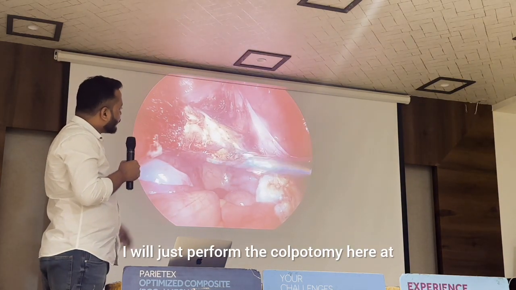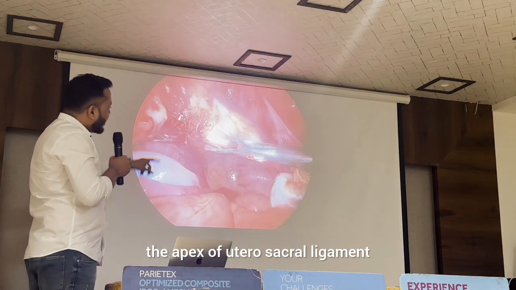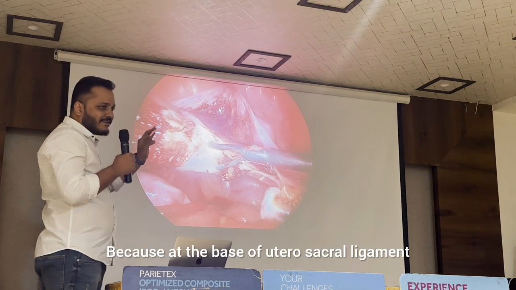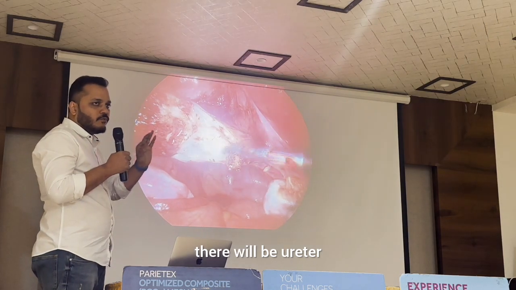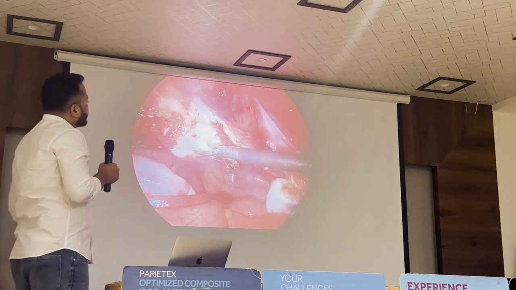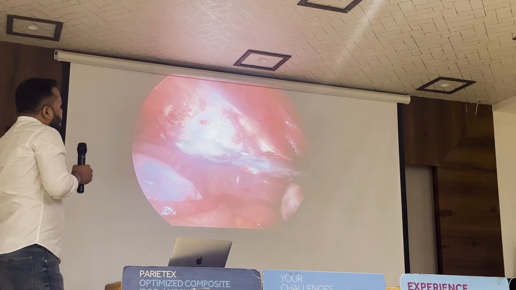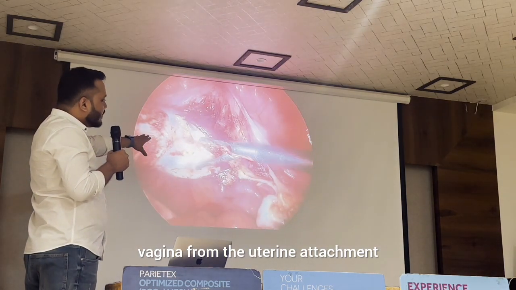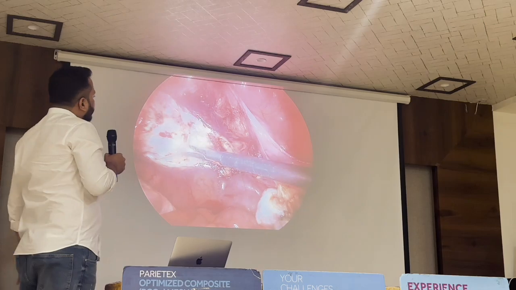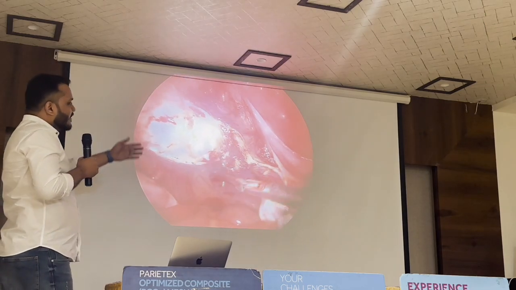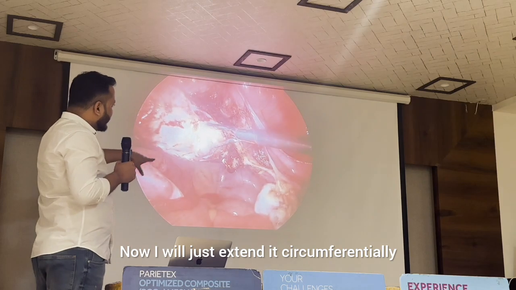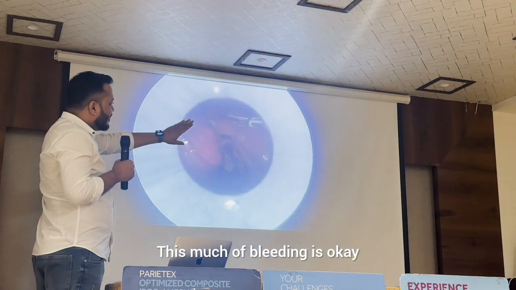Now I will perform the colpotomy here at the apex of the uterosacral ligament that I have already described. Why? Because at the base of the uterosacral ligament there will be the ureter passing. Colpotomy means you have to separate the vagina from the uterine attachment. There it is. Colpotomy has happened. Now I will extend it circumferentially. This much bleeding is okay.